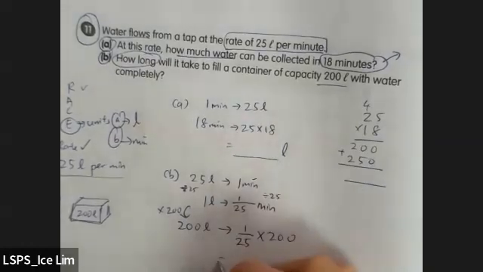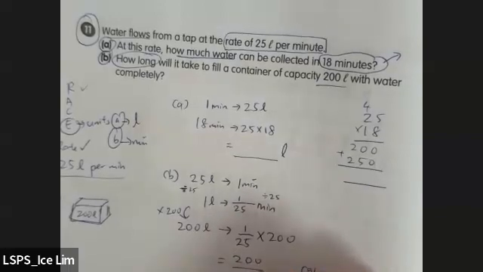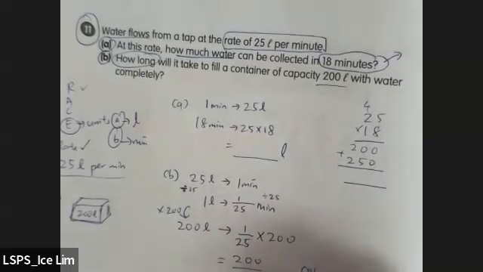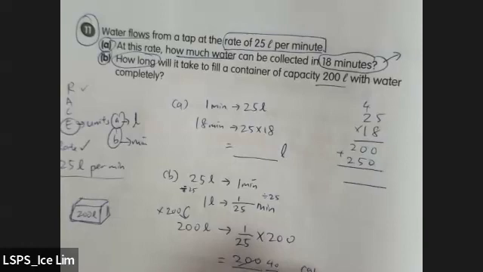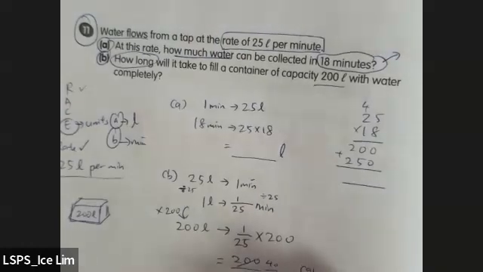If I do 200 divided by 25, I can do simplifying fractions. Divided by 5, 5, 40. 40 divided by 5 is 8. 8 minutes.